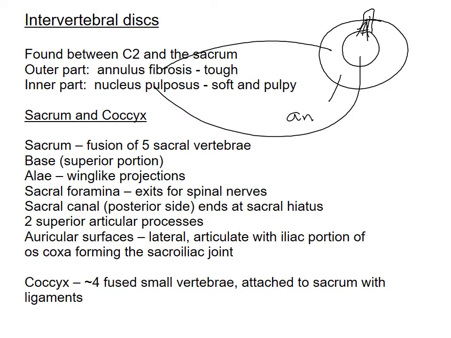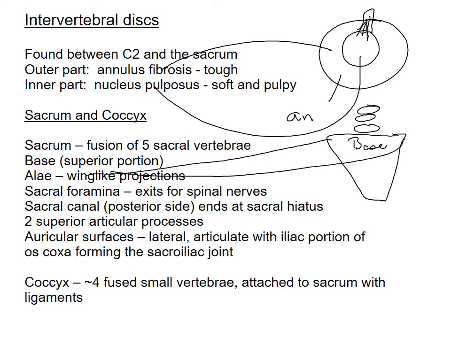So sacrum and coccyx. Sacrum is a fusion of 5 sacral vertebrae. Sacral just meaning like sacred. It was thought to be a sacred bone in the body. There's different parts to it. Sacrum is basically this. So this is called the base, which is where the vertebral column sits. Then there's the alae, which are the wings. Those are on the sides there. There's the sacral foramina. There's little holes coming down here.